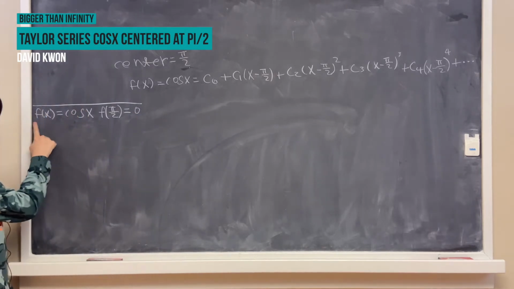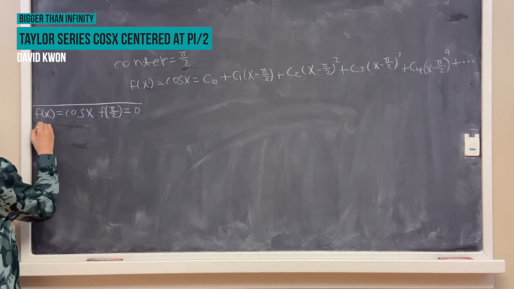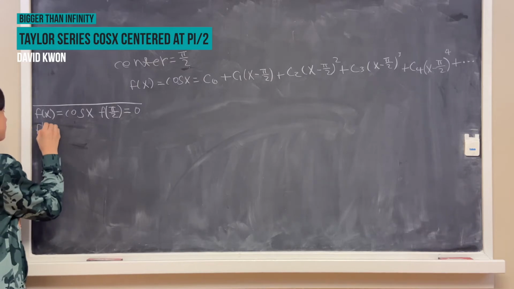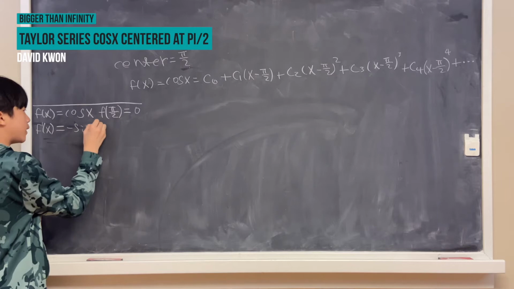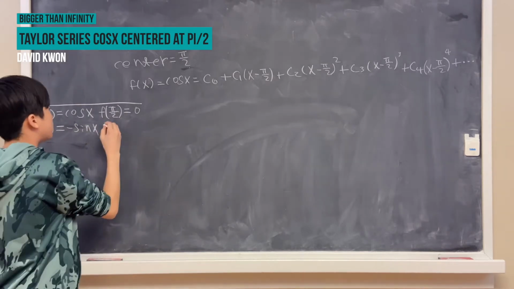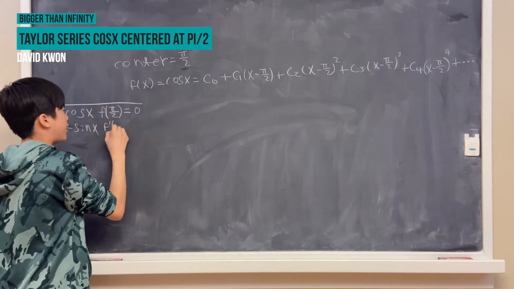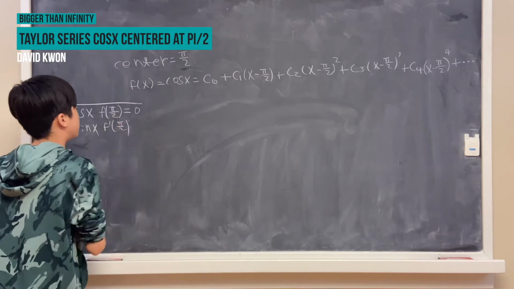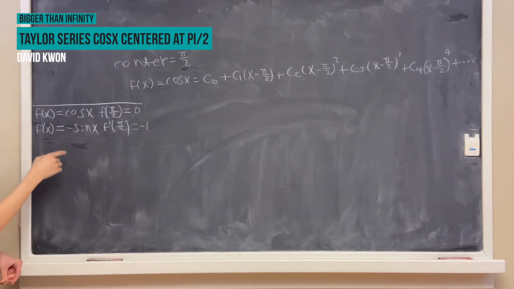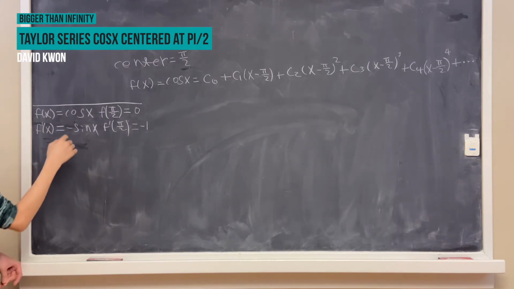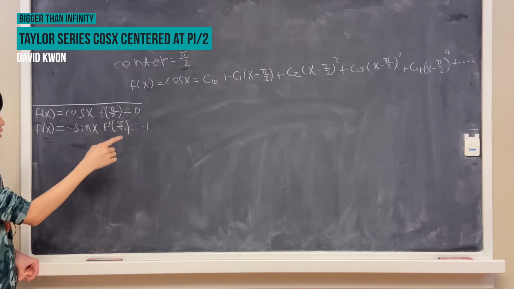Then we will differentiate this function, cosine x. Differentiating that, we get negative sine x. So our f prime (pi over 2) would be negative 1, because negative sine pi over 2 is negative 1.